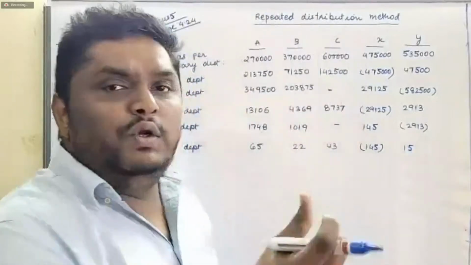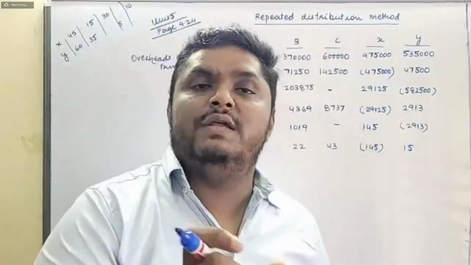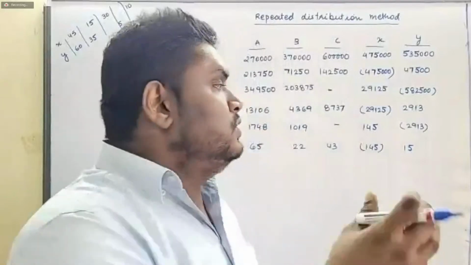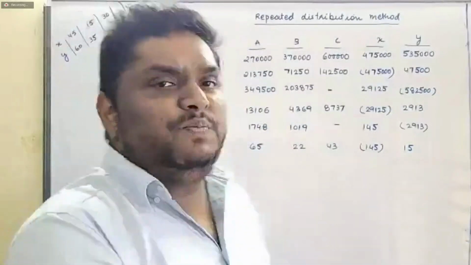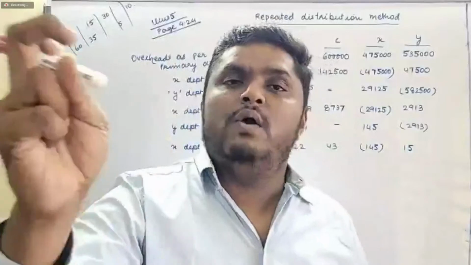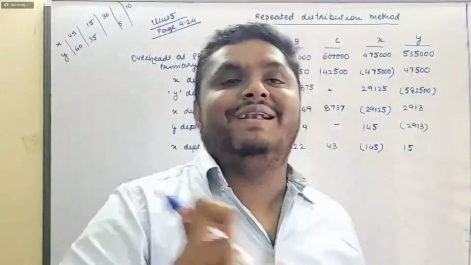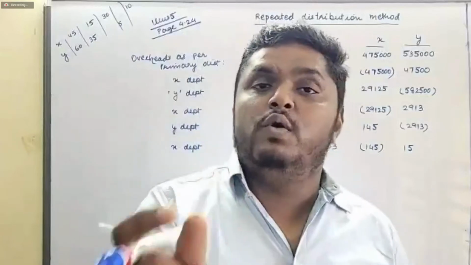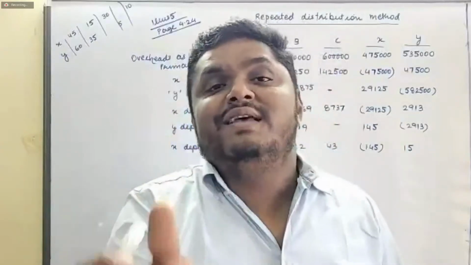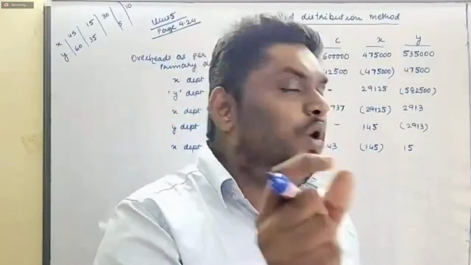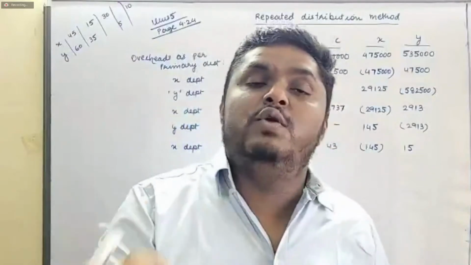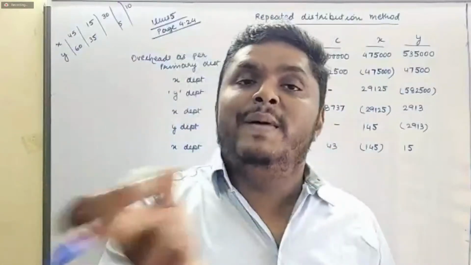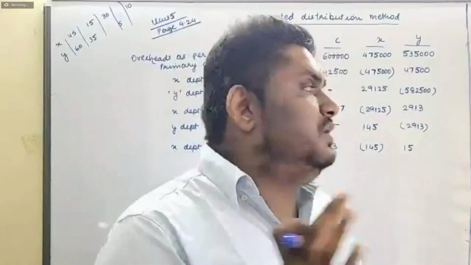Now the figure is in 2-digit. The overheads of any of the service department is in 2-digit. So now we will not repeat this process. Whatever the balance amount that is left out will be directly distributed to the various production department only. This process will go on till the figures reach 2-digit. Once it reaches 2-digit, again don't distribute it again and again. Better distribute it directly to the production department.